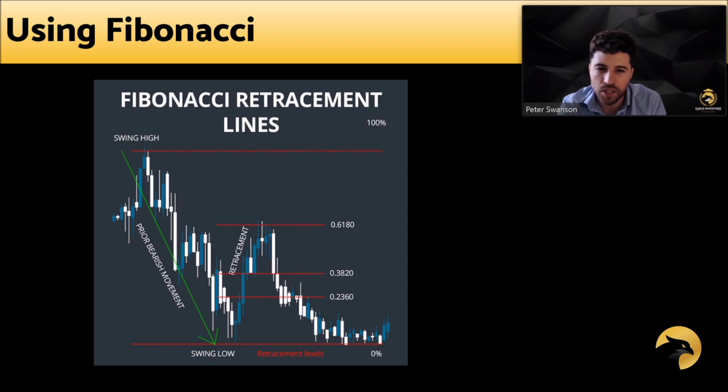You can use Fibonacci's as well. You can take the whole movement, so it would be this point to this point, and then you would basically look to see a reaction on these major areas here: the 236, the 382, the 618. So Fibonacci retraces can be helpful for figuring out targets.